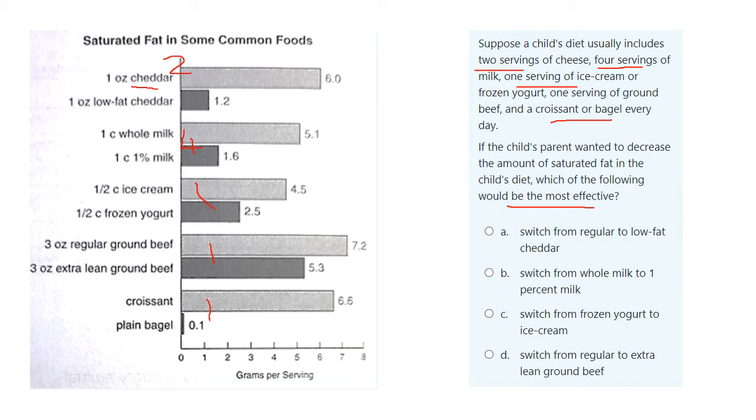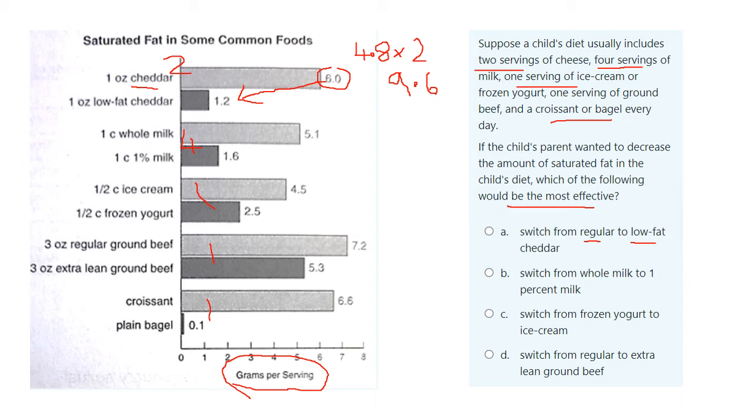So, which would be more effective? Changing from regular to low-fat cheddar. Well, cheddar is 6. It would go down to 1.2. But that is for the gram per serving. So there would be a reduction of 4.8 per serving. So we need to multiply by 2. And so we get the idea that there would be a 9.6 gram saving.